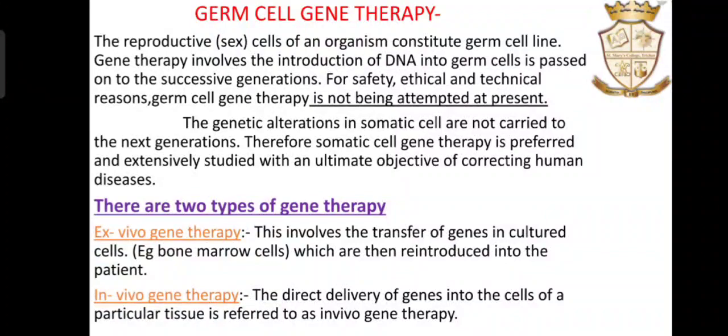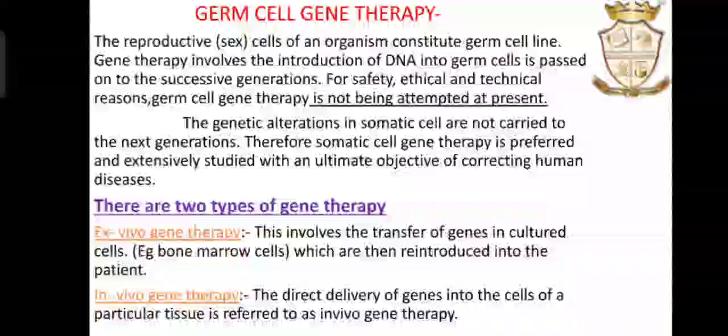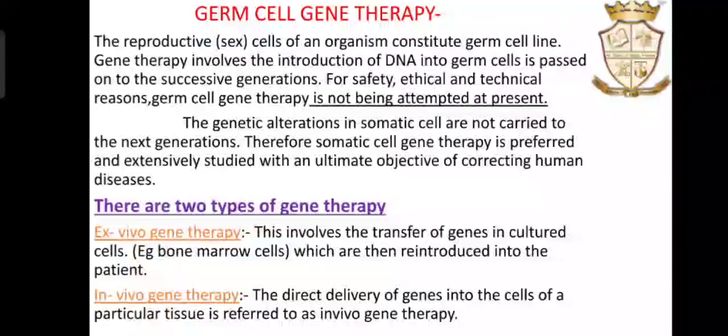There are two types of gene therapy. First one is ex vivo gene therapy. This involves the transfer of genes in cultured cells, for example bone marrow cells, which are then reintroduced into the patient. Next, in vivo gene therapy. The direct delivery of genes into the cells of a particular tissue is referred to as in vivo gene therapy.